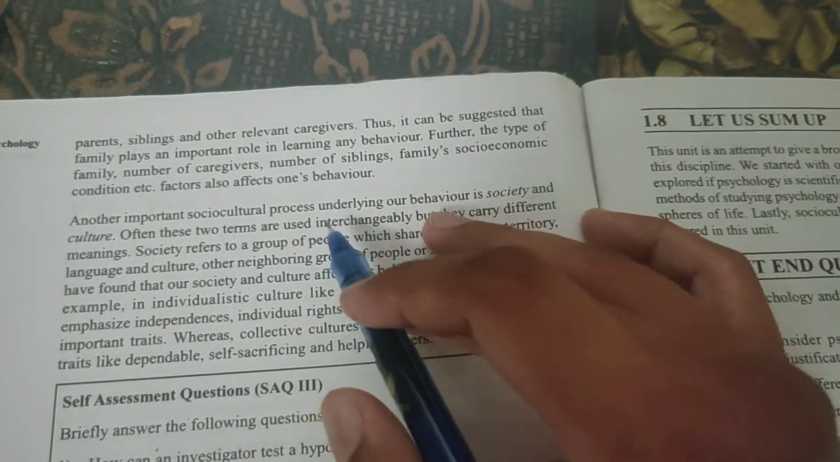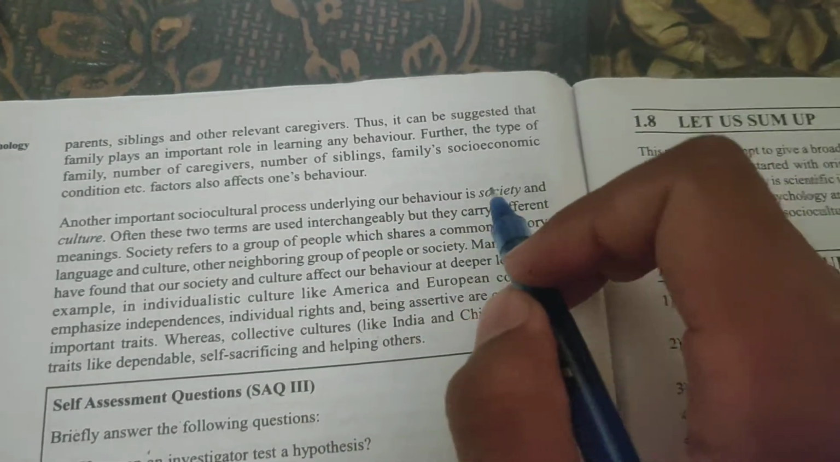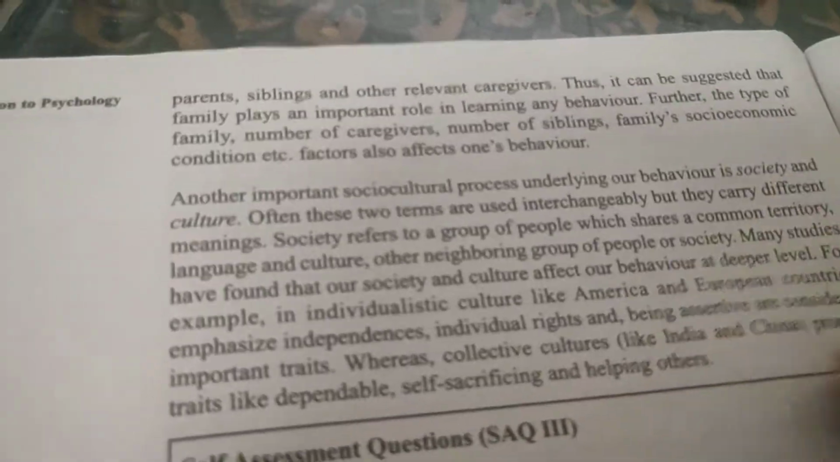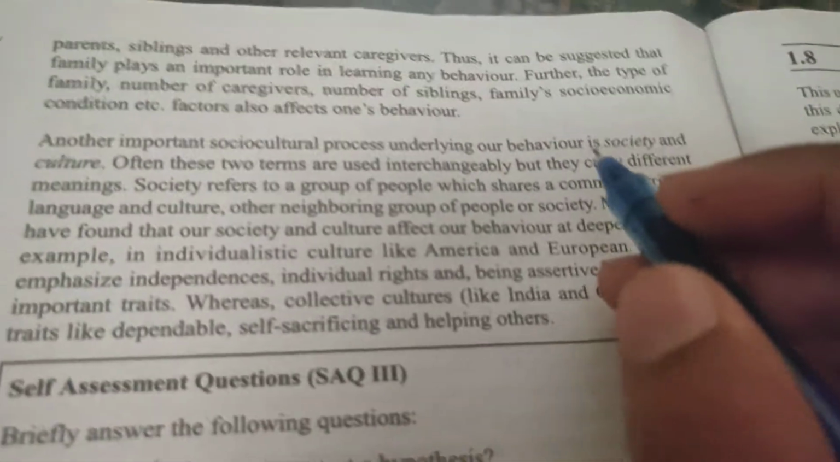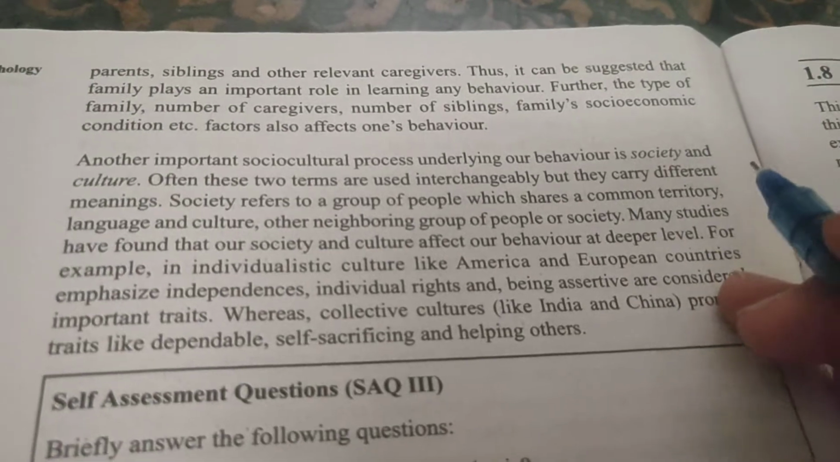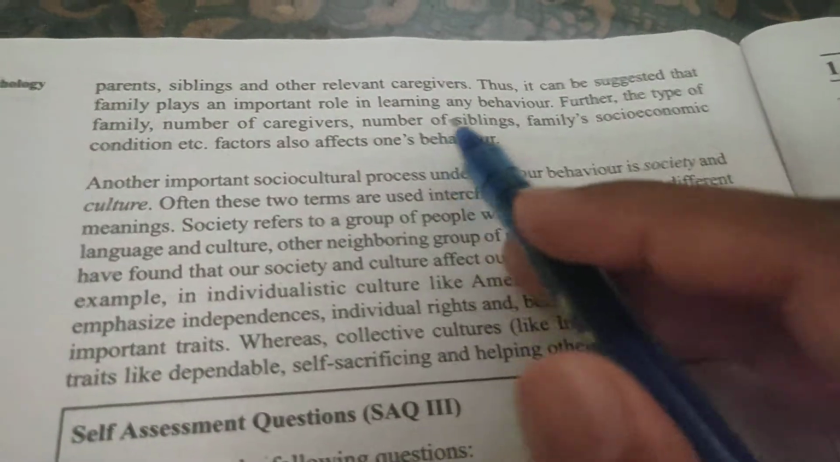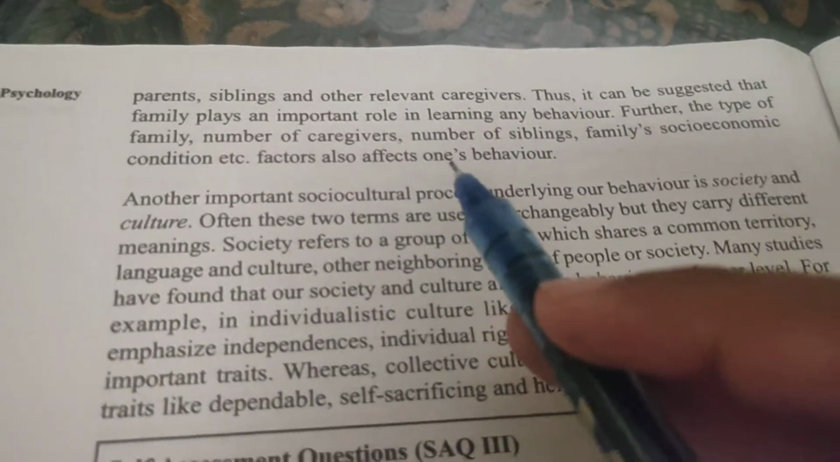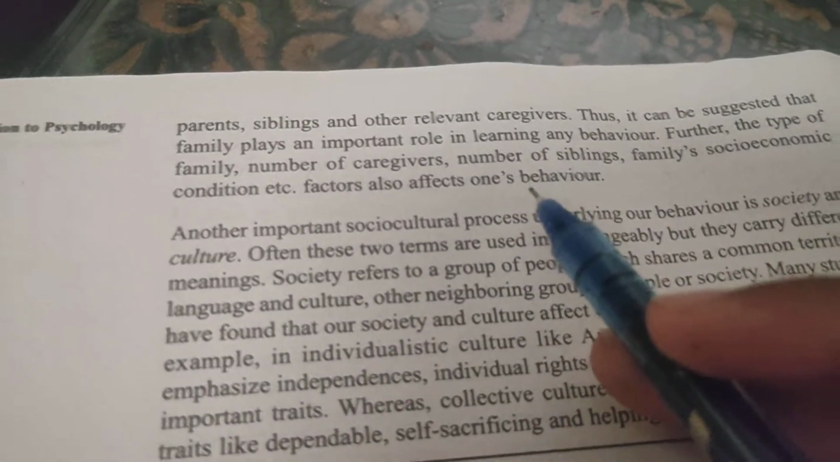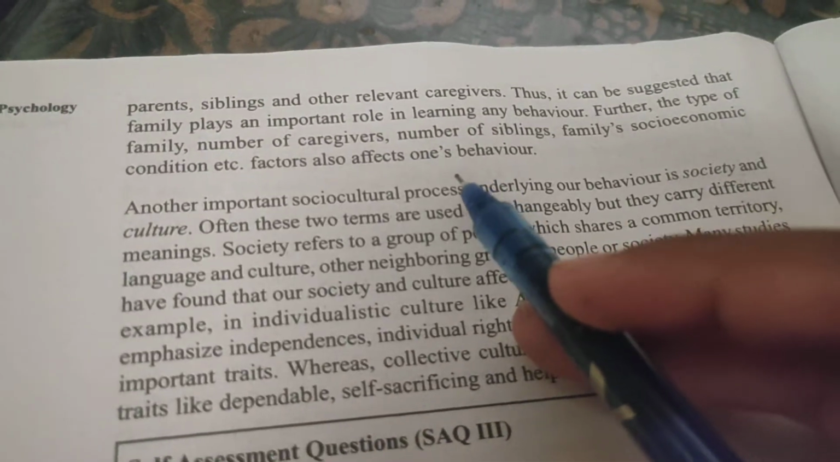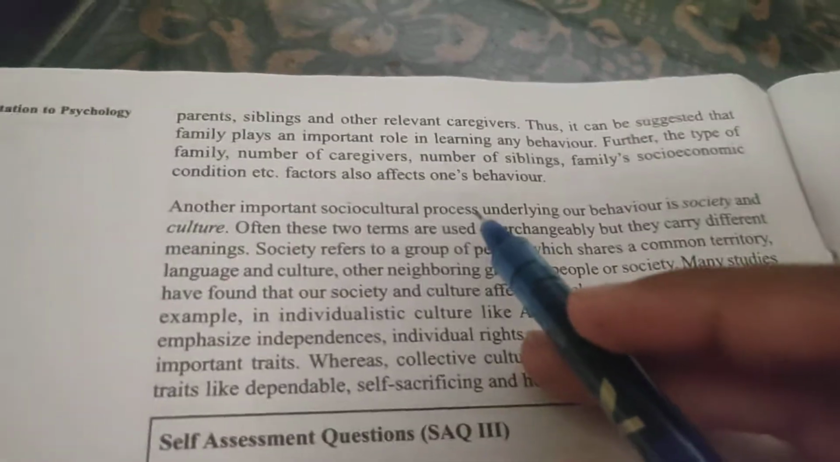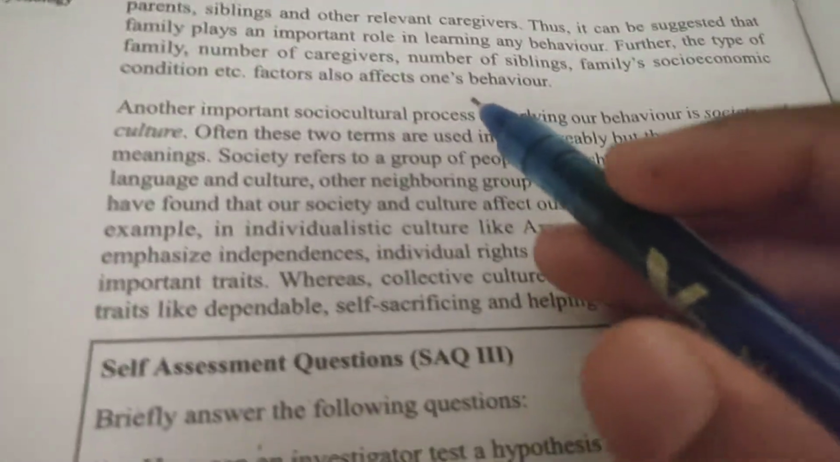Another important socio-cultural process underlying our behavior is society and culture. Society and culture, right? So the socio-cultural process does not include only society and culture. It definitely includes society and culture, but not only that. It also includes families, peers, friends. They all come in society and our culture, right? Like we have a culture of making friends. You can say friendship is a culture. We have a long culture of making friends from ages and ages ago. Even our pets come into socio-cultural processes.